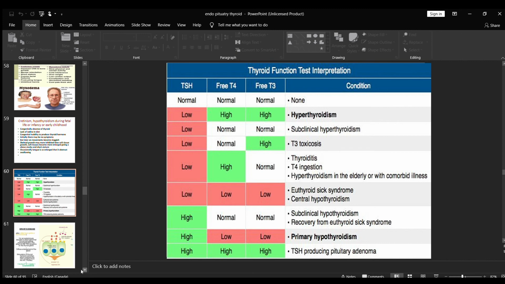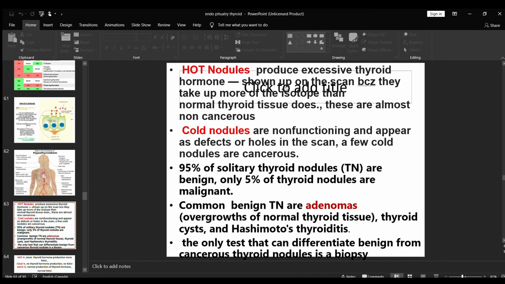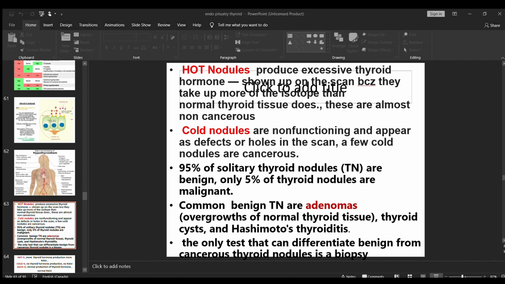The next thing is that different terminologies are used over here. What is meant by the hot nodule? Actually, the hot nodule produces excessive thyroid hormone. Let me enlarge this. Hot nodule produces excessive thyroid hormone, shown up on the scan because they take up more of the isotope than normal thyroid tissue does. These are almost non-cancerous. Actually, when we inject iodine isotopes, they are taken up by the different nodules. One of them is known as the hot nodule. That means it will take more iodine.